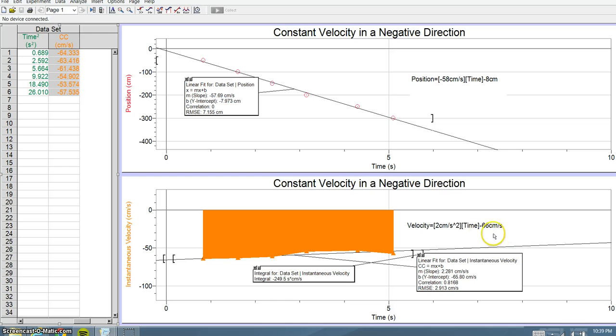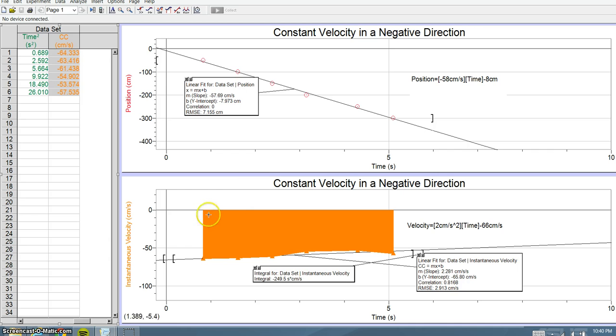And so my y-intercept here is negative 66 centimeters per second, which means that the object has an initial velocity of negative 66 centimeters per second, and because it is a constant velocity graph, the object should stay at approximately 66 centimeters per second throughout the whole motion. And the negative basically tells you that it's moving in a negative direction.